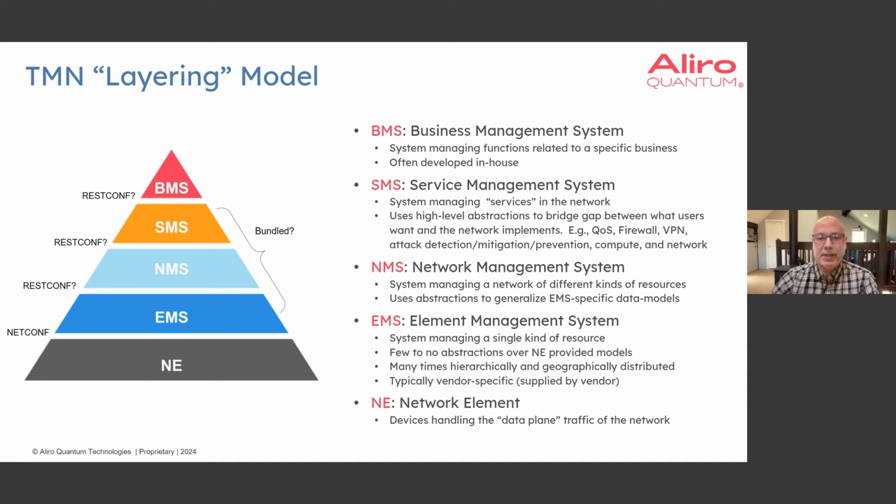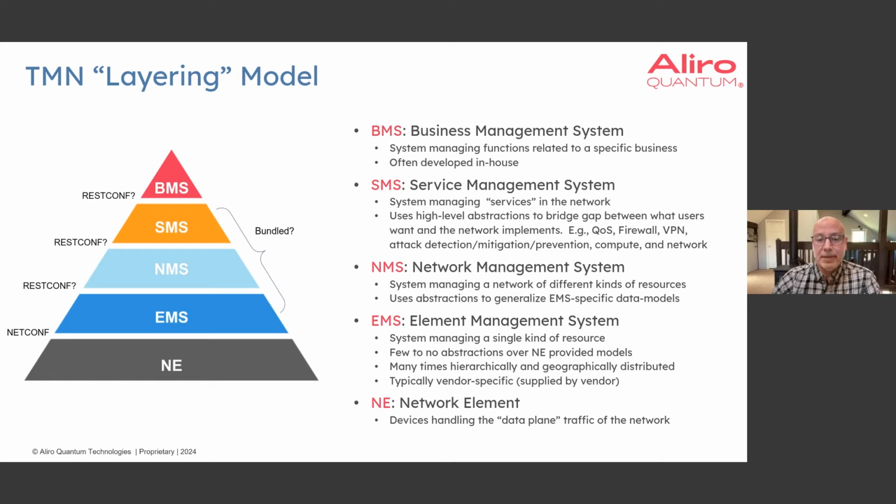Next is the network management system, which is managing the network of different kinds of resources. And it uses abstractions to generalize the EMS specific data models. The element management system is a system managing a single kind of resource. So typically it'd be managing the resources or the kinds of devices that were produced by a single vendor. It has few to no abstractions over the network element provided data models.